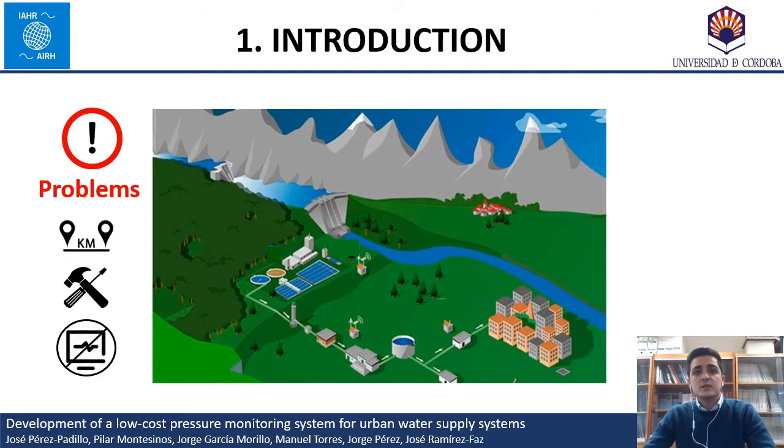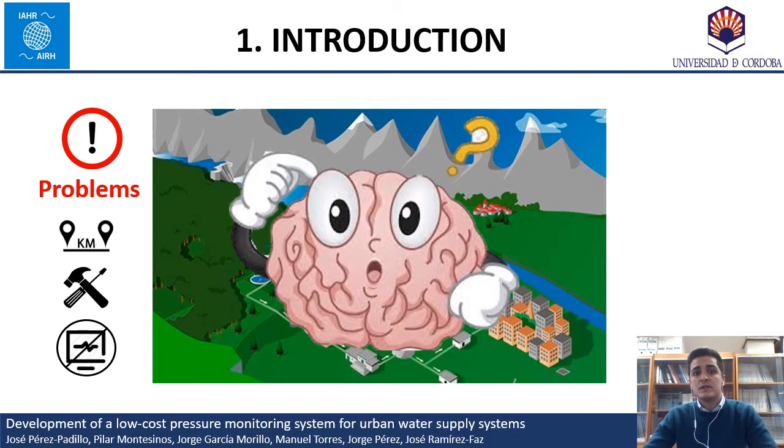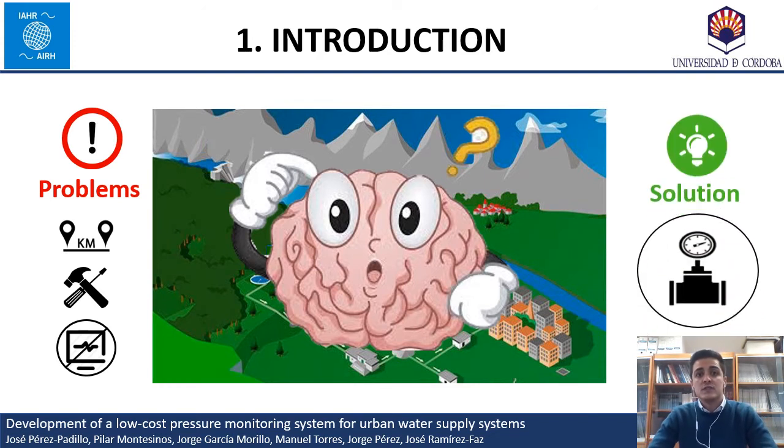In many cases, water distribution networks, especially transmission networks, have a low efficiency. This is due to several factors: many kilometers of pipes, limited information about hydraulic variables, and difficulty in detecting leaks in pipes with difficult access. Thus, to improve the efficiency of water transport systems, our proposal consists in the implementation of a pressure monitoring system based on Internet of Things.